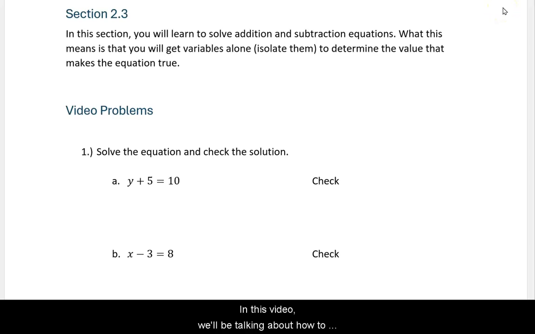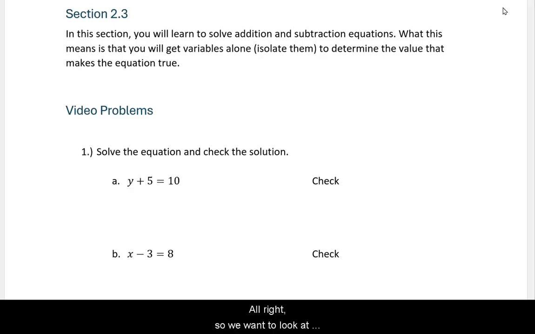In this video, we'll be talking about how to solve equations. So remember that variables are numbers that we don't know. With an equation, when we're solving, we're trying to figure out what number the variable is to make both sides of the equation the same or true, right? So ultimately, both sides of the equation need to be the same.